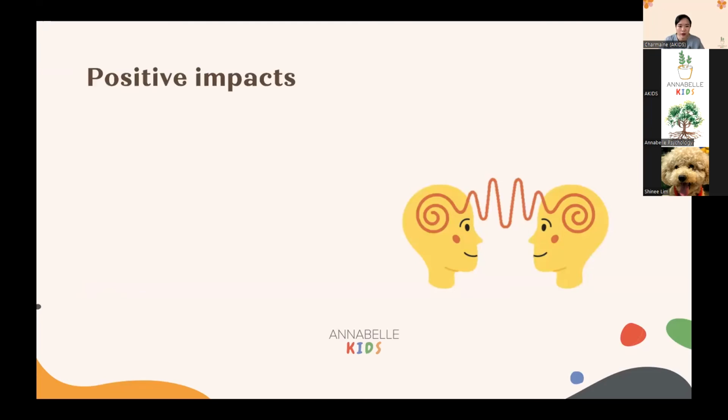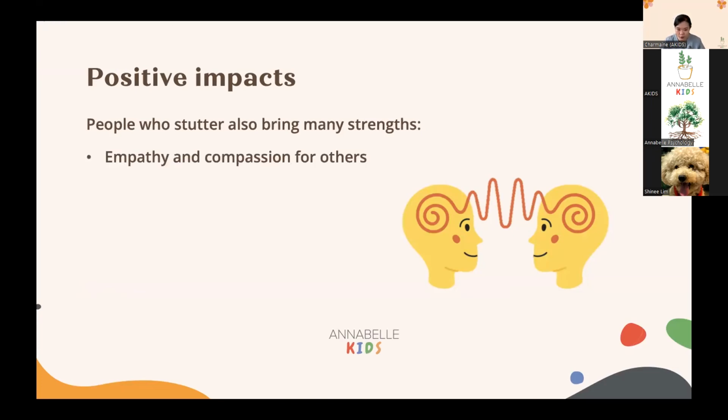Okay, so we have gone through some of the negative impacts that stuttering has had on people, but it's not all doom and gloom. There are some positive impacts. Research has also shown that people who stutter bring many particular strengths to the table. For example, they have great empathy and compassion for others. A lot of them report a lot of personal growth because of their stuttering. They have a lot of resilience, right? Strength of character because of all the lived experiences that they have had as a person who stutters.